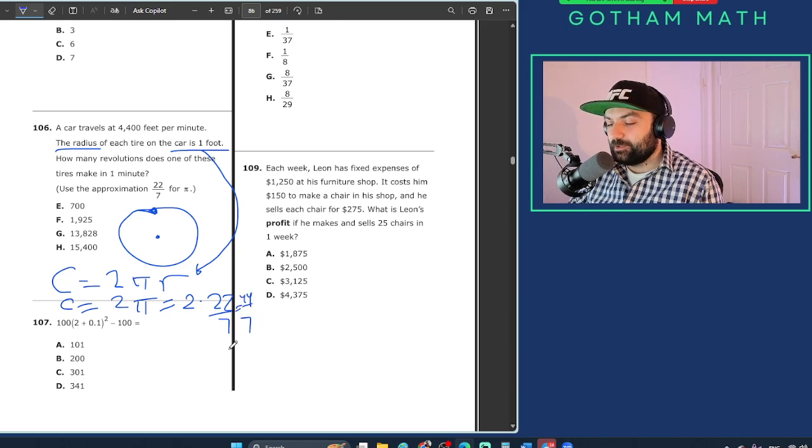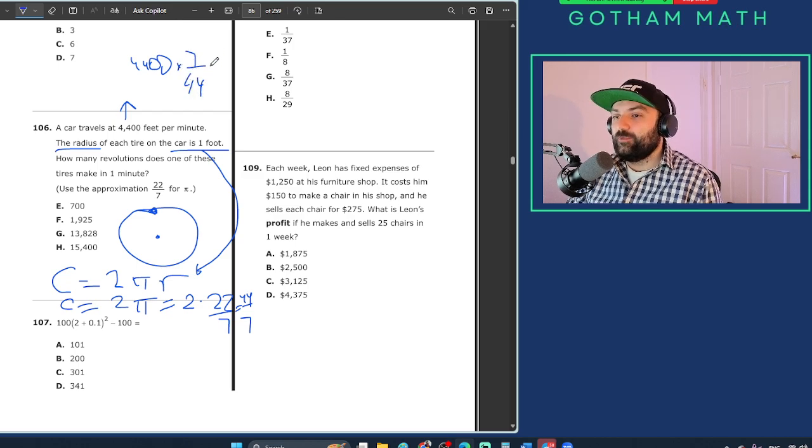Okay. I totally mismanaged my space. All right, and now we're going to divide that whole distance by the length of the tire's circumference. So it's 4,400 divided by 44 over 7, or times 7 over 44, which gives us 44 and 4,400 will reduce themselves. It's going to be 100 times 7, which is 700, which is E. Let's go. All right. Nice.